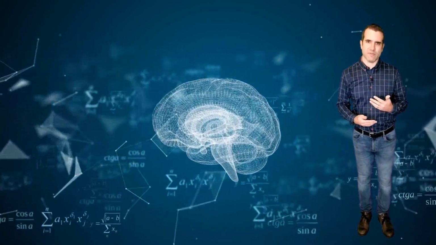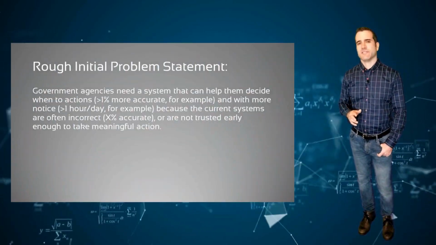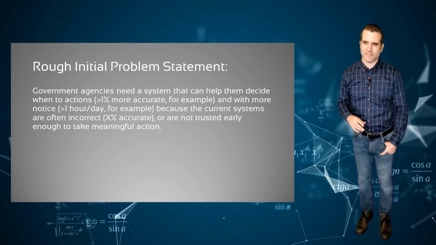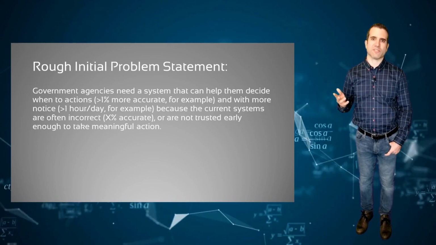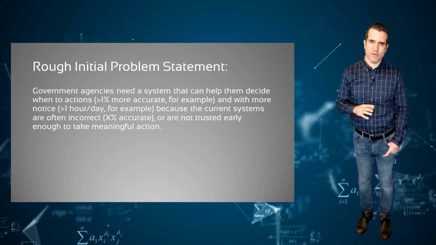Okay, so with all that sorted out, let's form an initial preliminary problem statement that we can build on from here. Here's what I'm thinking. Government agencies need a system that can help them decide when to take action. Let's say it's 1% more accurate than the existing systems out there, and with more notice.